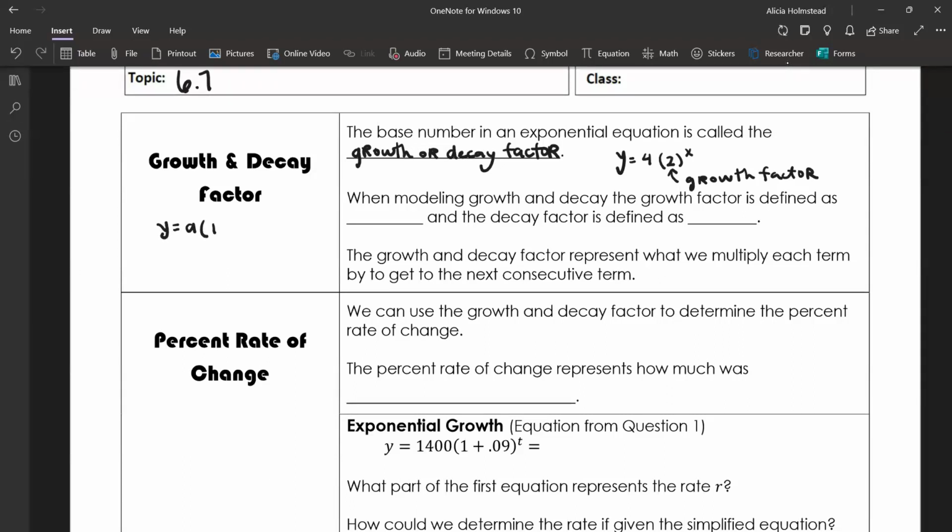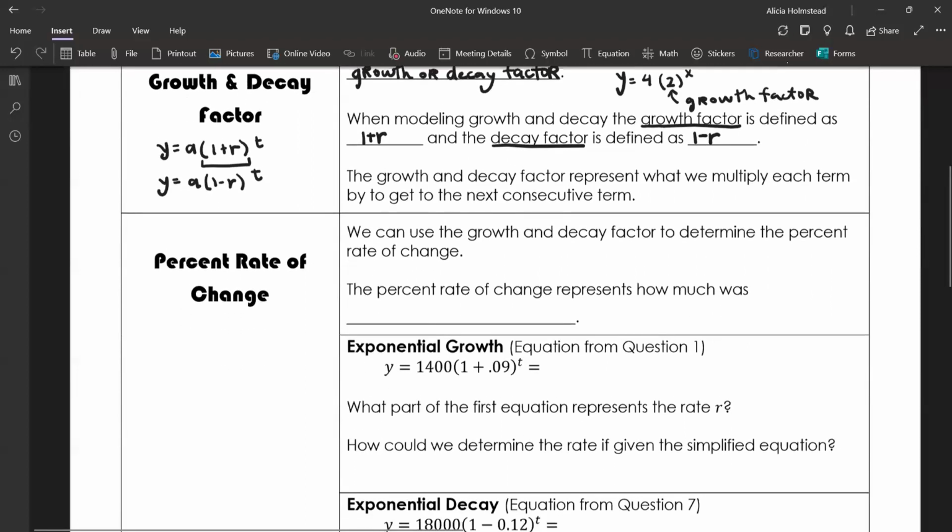All right, when modeling growth and decay, think back to those equations you were using before. We had y equals a times 1 plus r to the t, as well as y equals a times 1 minus r to the t. So when modeling growth and decay, the growth factor is defined as 1 plus r, since that is what would be the base of our exponential. And the decay factor would then be defined as 1 minus r. And for information, the growth and decay factor represent what we multiply each term by to get to the next consecutive term. So that's what it actually means and what it actually does.